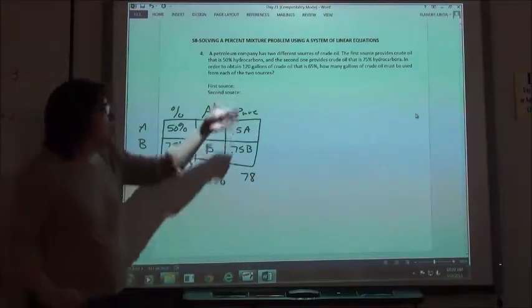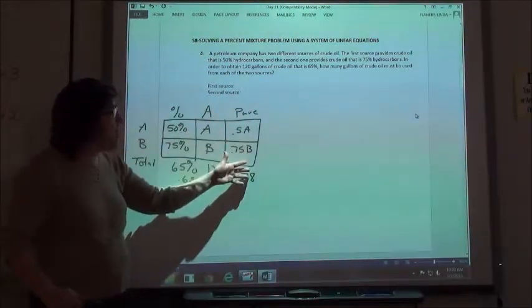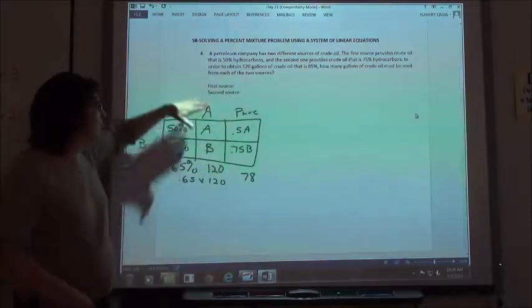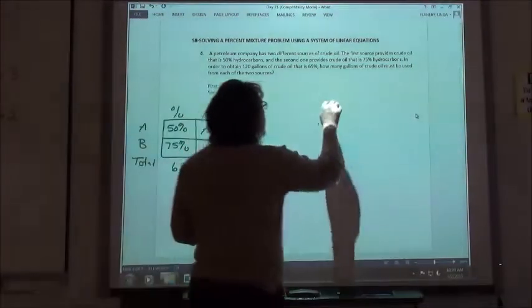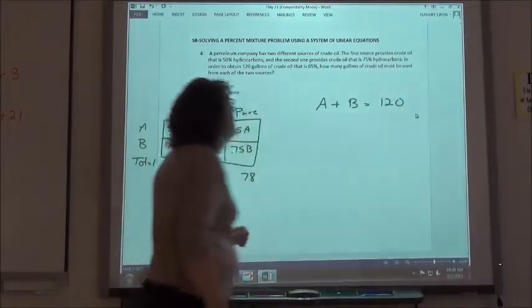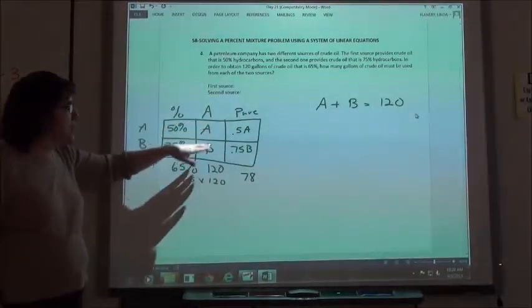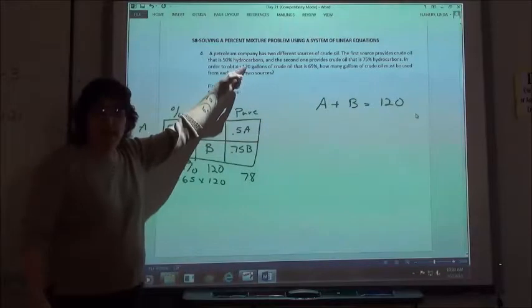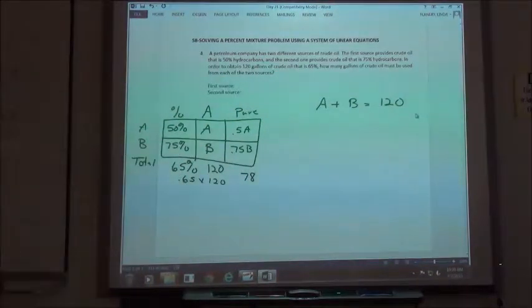So when I do my two equations, one of my equations is usually going to come from adding the amounts together. One of my equations is going to come from adding the pure substance together. So one of my equations is just that A plus B equals the 120. Whatever we had of A plus whatever we had of B made the 120 that we had all together.